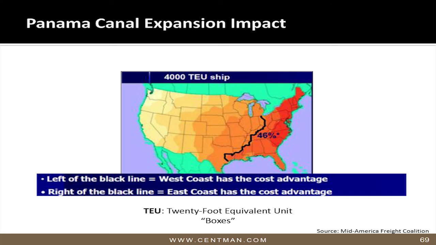This black line represents the break-even line. In other words, for those areas that are left of the black line, it is cheaper to ship to and from the West Coast. But for those areas that are right of the black line, it's cheaper to ship to and from the East Coast. That 46% number represents the population density to the right of that black line.